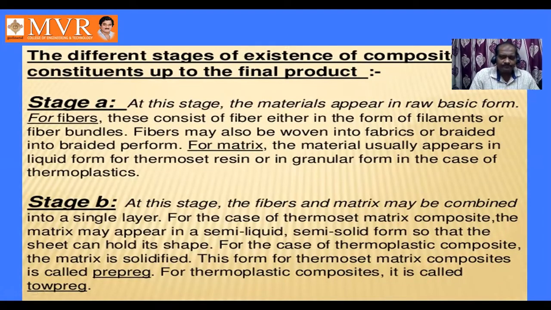These are the different stages of existence of composite constituents up to the final product. That means there are different stages for a composite material to convert a raw material into a final product. There are four stages. We will discuss them in brief.